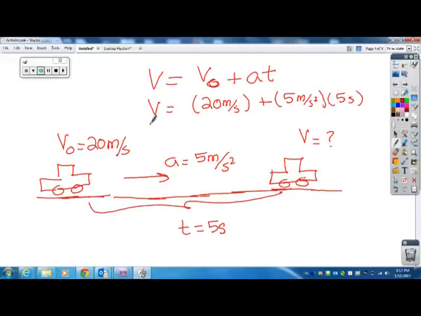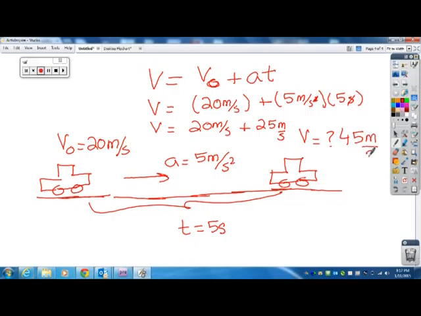So you can simply do the math and say, okay, this comes out to be 20 meters per second plus 5 meters per second squared times 5 seconds. The seconds over here cancel out one of the seconds, so you're left with meters per second. Good, because you want to be left with meters per second so you can add it to this meters per second. And 5 times 5 is 25, so 25 meters per second. And when you add it up, it comes out to be 45 meters per second.